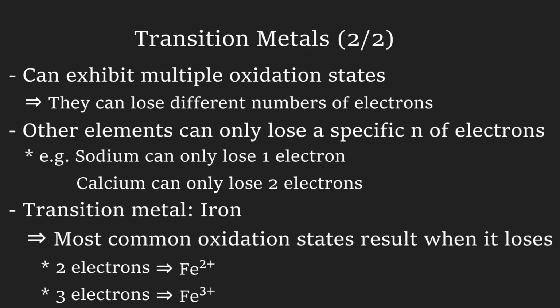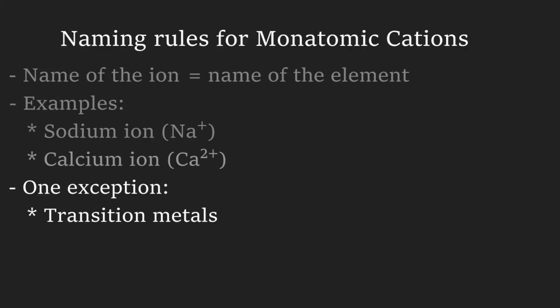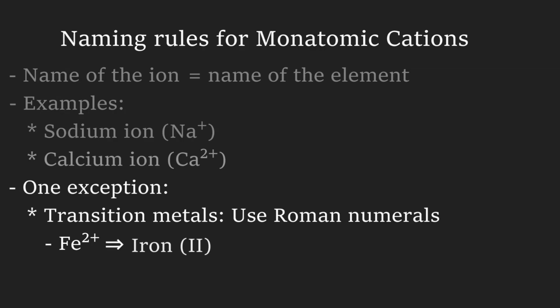So how have chemists solved this issue? Well, they've come up with a rule for this, which is to include Roman numerals in parentheses to the name of the element. In the case of iron, Fe2+ is named iron with in parentheses the Roman numeral 2, and Fe3+ is named iron with in parentheses the Roman numeral 3. And this solves our issue because the Roman numerals in parentheses make it possible for us to differentiate between the different oxidation states of transition metals. So this is how we name monoatomic ions from the group of transition metals.